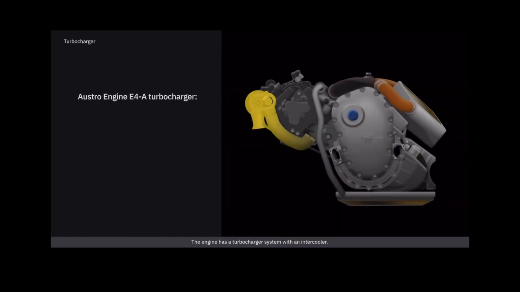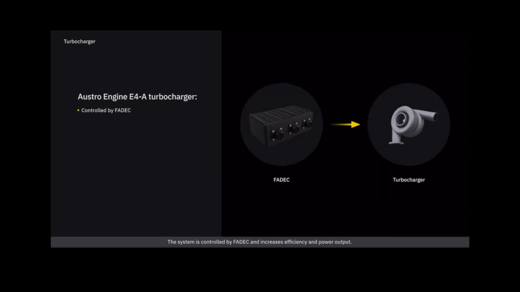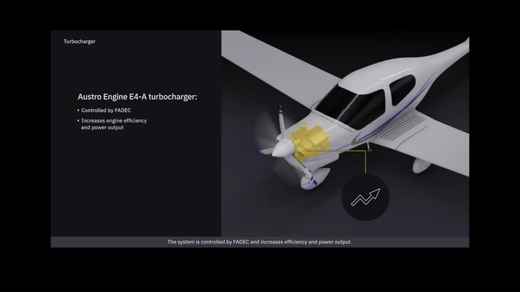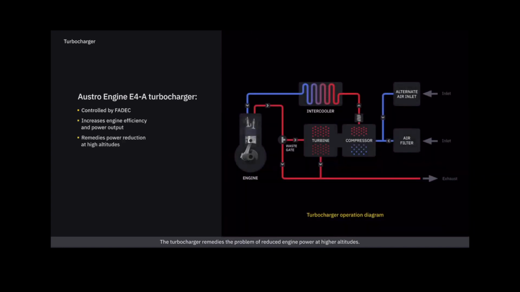The engine has a turbocharger system with an intercooler. The system is controlled by FADEC and increases efficiency and power output. The turbocharger remedies the problem of reduced engine power at higher altitudes. It ensures that the mixture remains rich in oxygen regardless of altitude. The intercooler cools down hot air before it is fed to the engine.